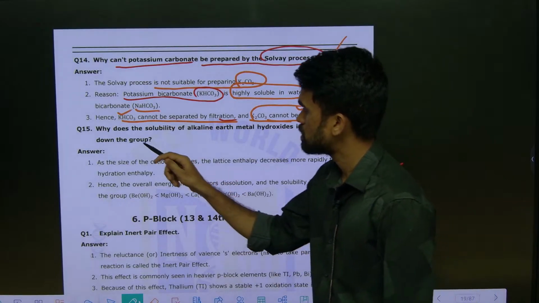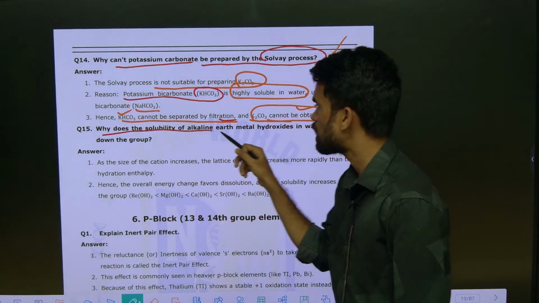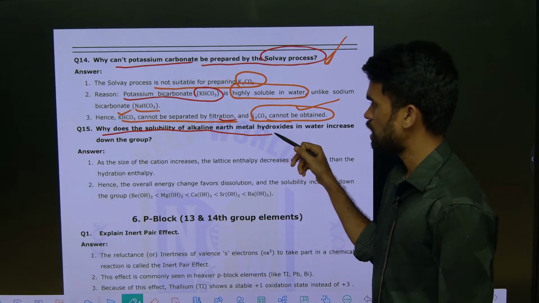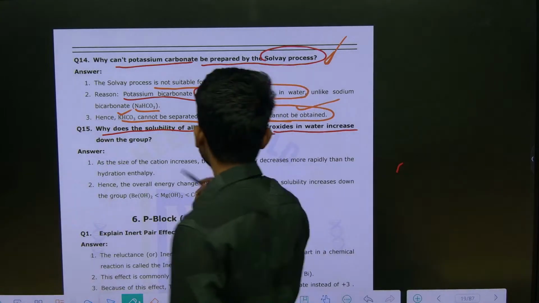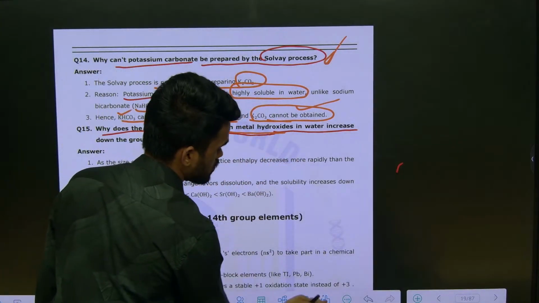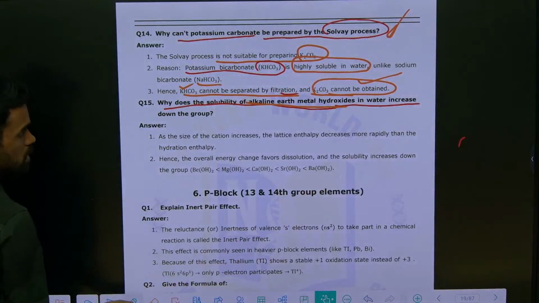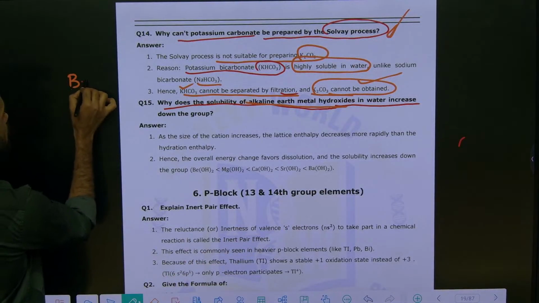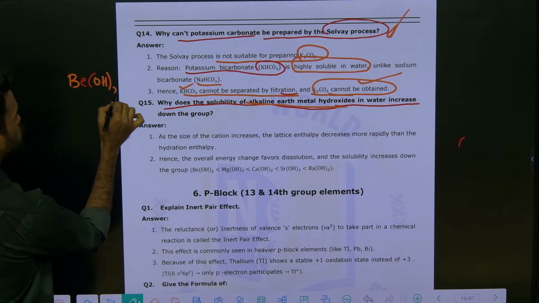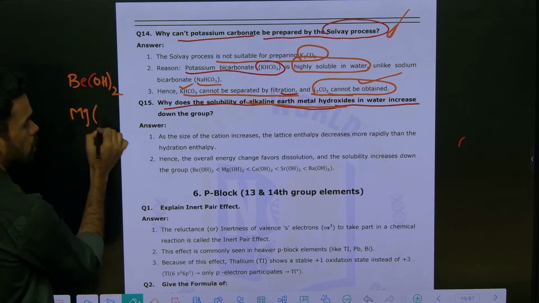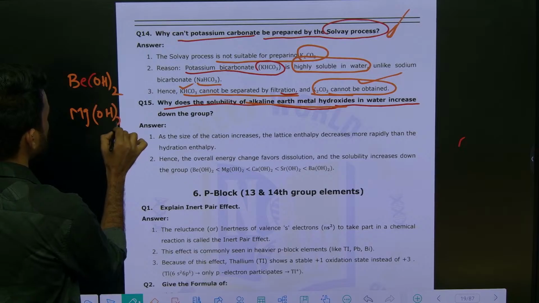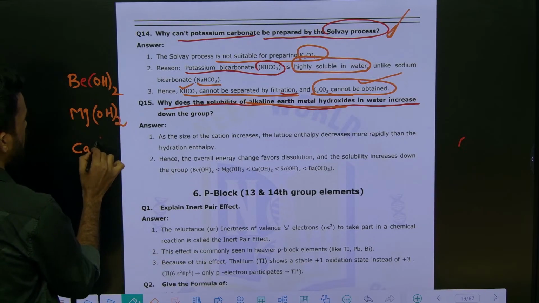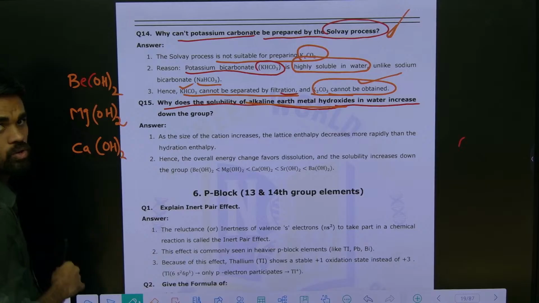Next, what is the last question? Why does the solubility of alkaline earth metal hydroxides in water increase down the group? What are the alkaline earth metal hydroxides? Here we have beryllium hydroxide, magnesium hydroxide, and the next, calcium hydroxide, like this.